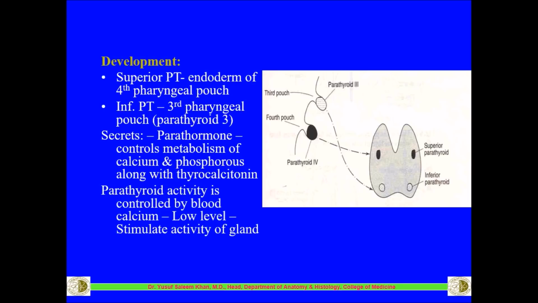The parathyroid activity is controlled by the blood calcium level. Mainly it is hormonal, and the level of secretion of parathormone depends on the level of calcium. If the calcium level in the blood is low, it stimulates parathormone secretion, and then there will be increased secretion of parathormone, which leads to an increased level of calcium in the blood. And if there is a high level of calcium, the reverse will happen: there will be inhibition of this gland as well as the secretion of the parathormone itself.